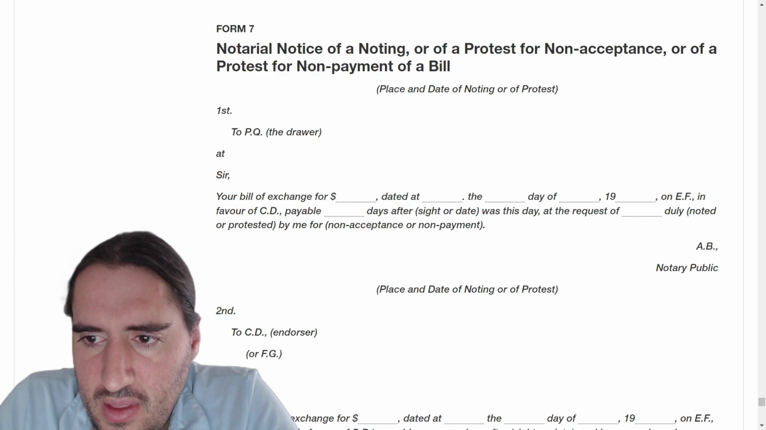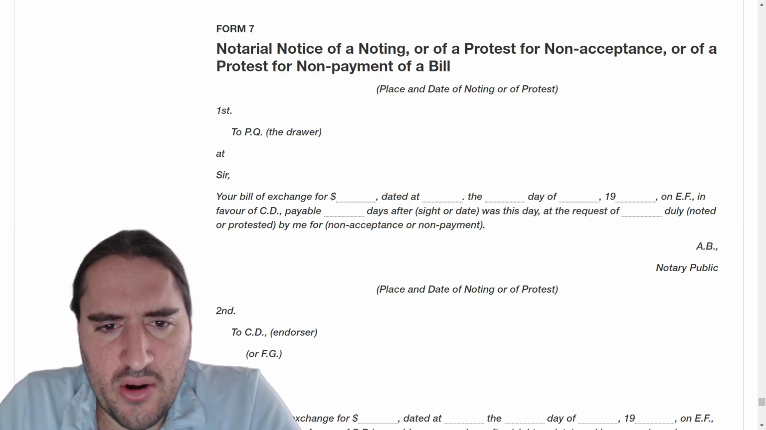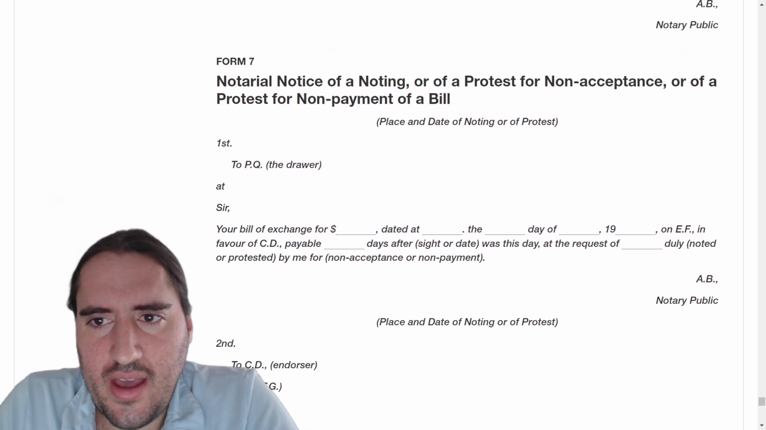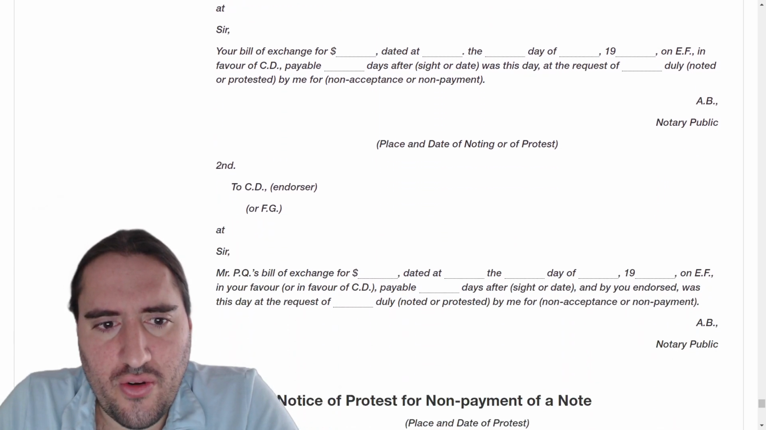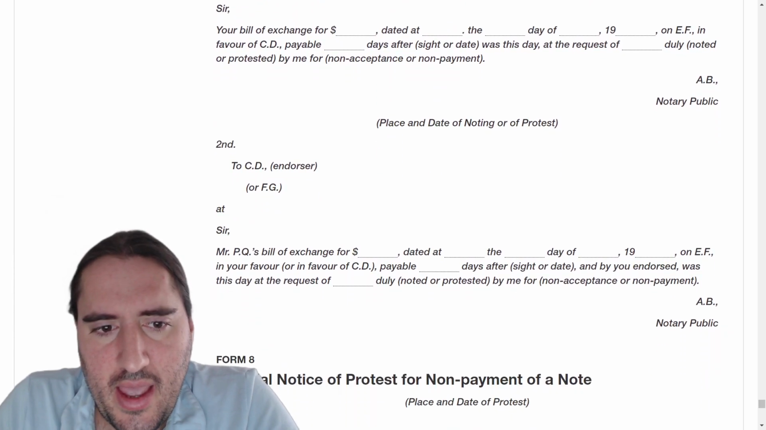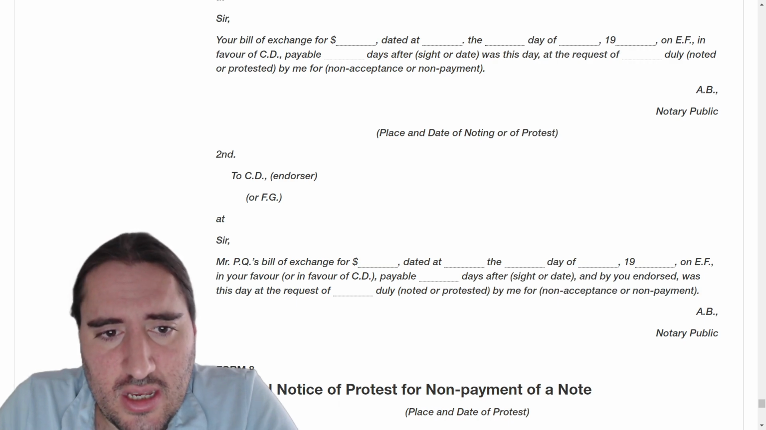EF, duly noted or protested by me for non-acceptance or non-payment. So that's the first notice, and then the second notice to the endorser. So you send one to the drawer, and then you send one to the endorser, or FG. Who the hell is FG? You didn't say who FG is.